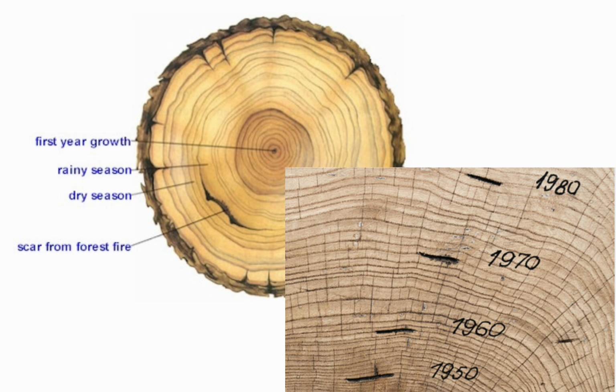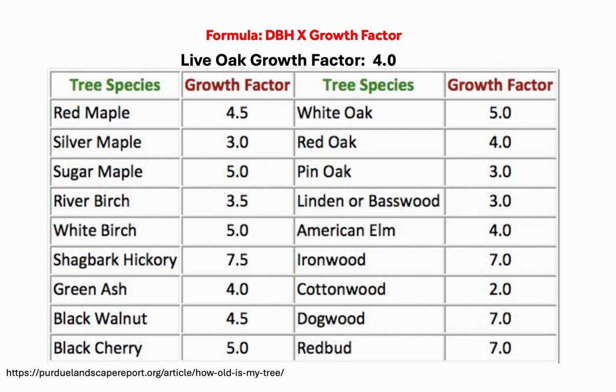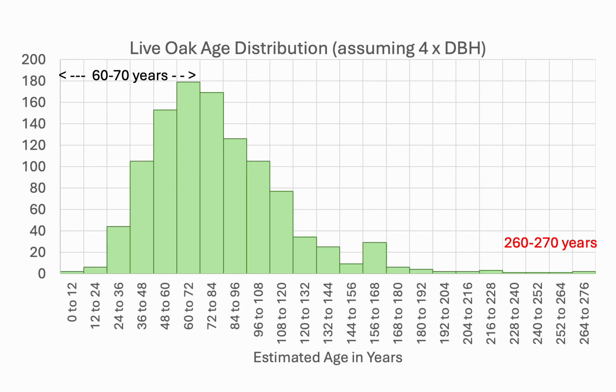Scientists have studied tree growth for centuries. They learned that a tree's annual growth cycle leaves a visible pattern in the trunk cross-section each year of growth. Each tree species has a different growth rate and a different lifespan. For our live oaks, we estimate the age as 4 times the diameter at breast height. So a 20-inch diameter live oak would be about 80 years old.